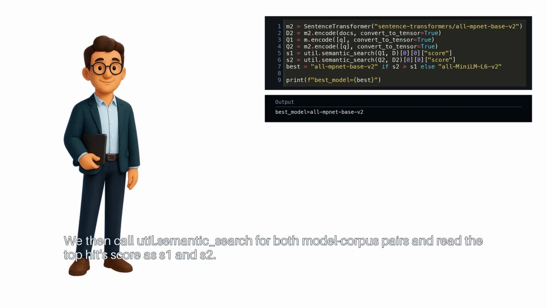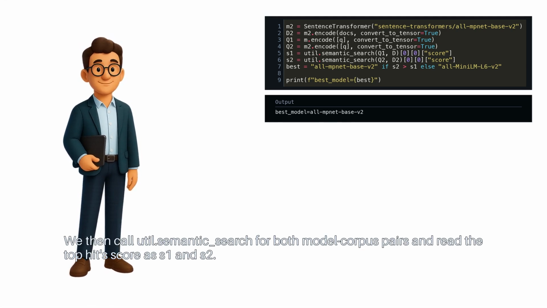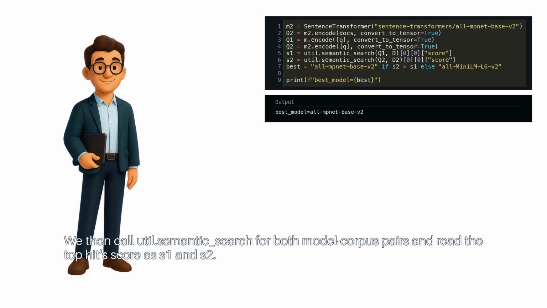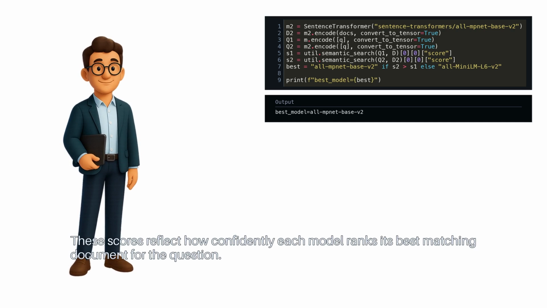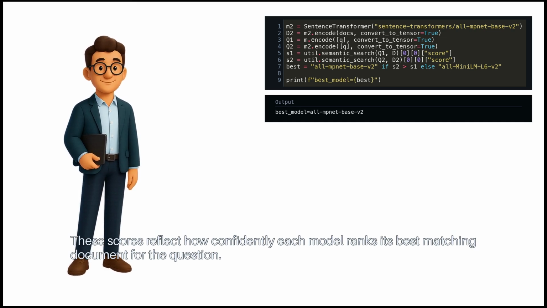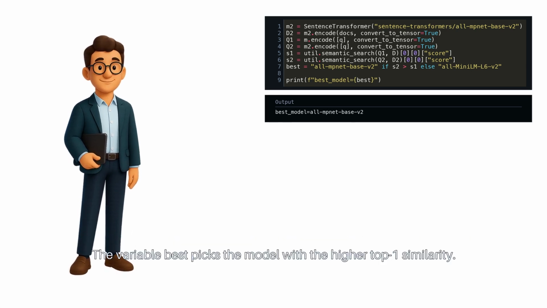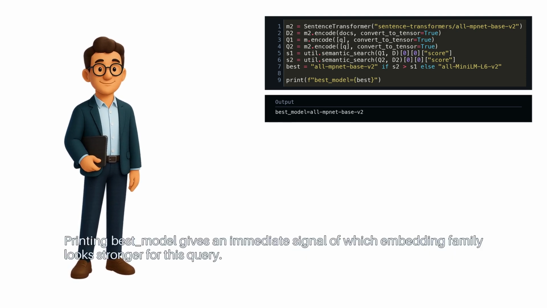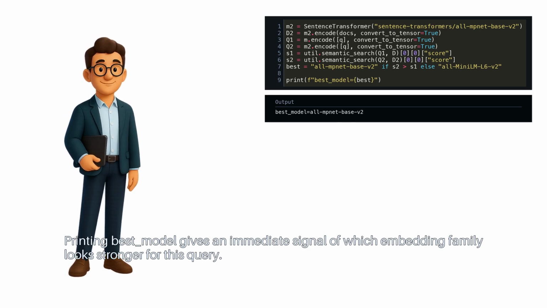We then call util.semanticSearch for both model corpus pairs and read the top hit score as S1 and S2. These scores reflect how confidently each model ranks its best matching document for the question. The variable best picks the model with the higher top 1 similarity. Printing the best model gives an immediate signal of which embedding family looks stronger for this query.